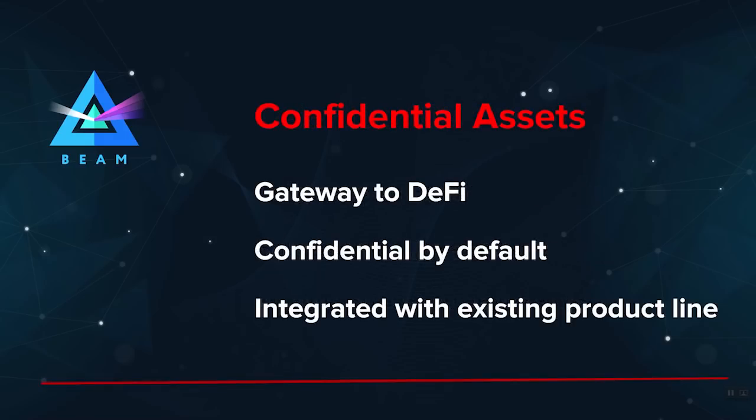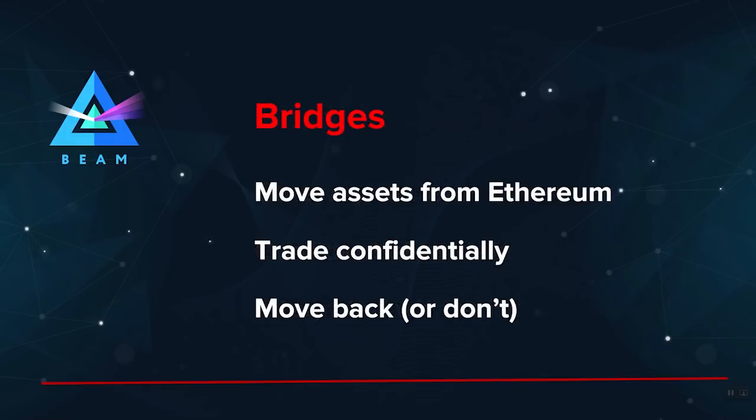We're going to introduce confidential assets, which is an ability to create new tokens on top of Beam and trade them confidentially. Of course, confidential assets will be integrated with our existing wallets, so they will be very simple to use, and we believe they will provide a gateway to building DeFi applications on top of Beam. We're also going to build bridges that will allow moving assets from the Ethereum network and back and trading them confidentially on top of Beam. It's a very interesting feature, and I will explain more about it in the following videos.